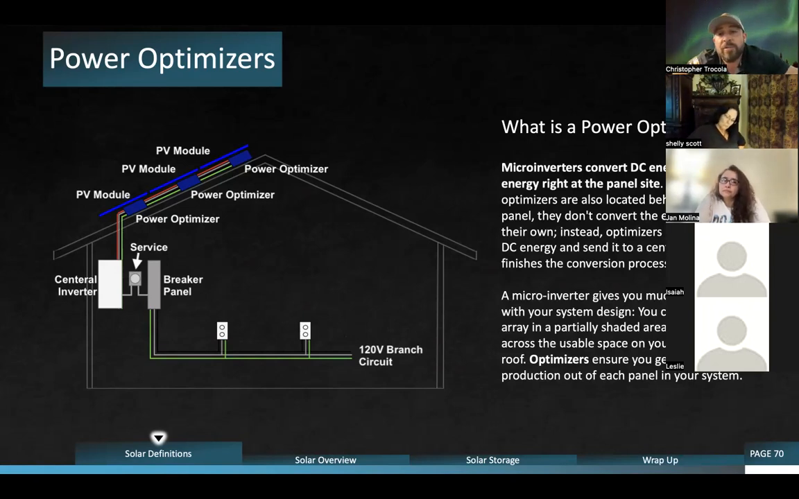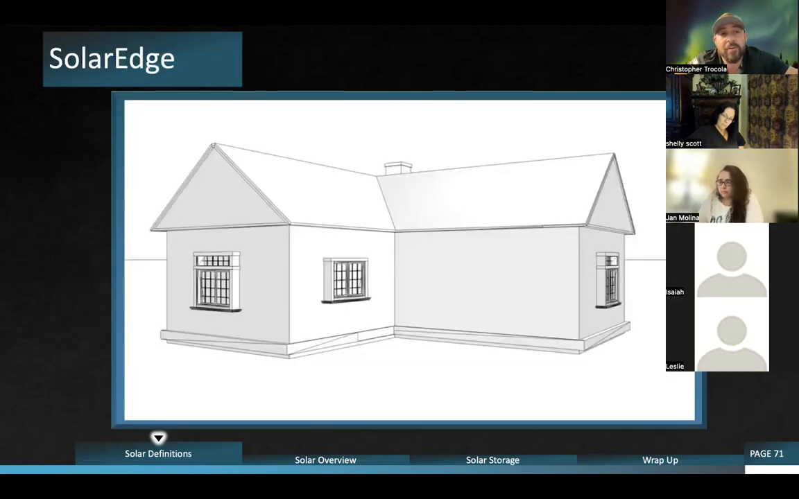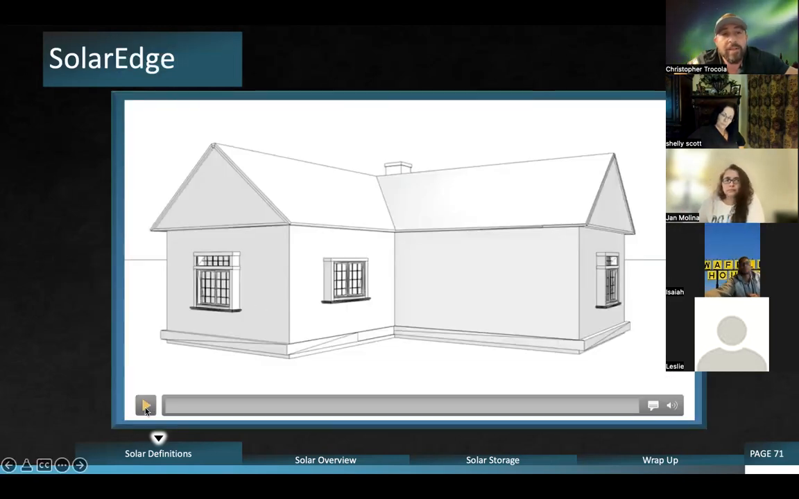The microinverter gives you much more flexibility with your system design. You can build an array in a partially shaded area or split strings across a usable space on your roof. Optimizers ensure that you get the most production out of each panel in your system, and they allow you the same basic functionalities of both systems. It's awesome. This is why it's everybody's favorite inverter, and I'm going to go ahead and let SolarEdge tell you why. They kind of took over the market a couple years ago, and this is becoming the standard for solar installs.